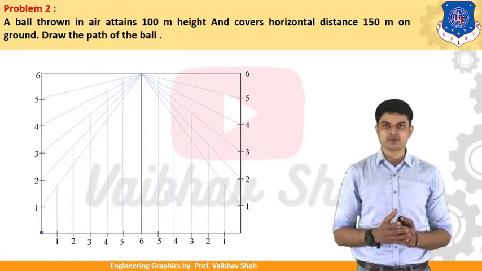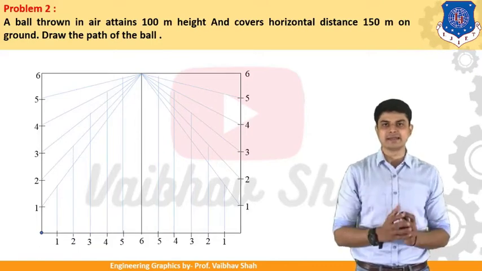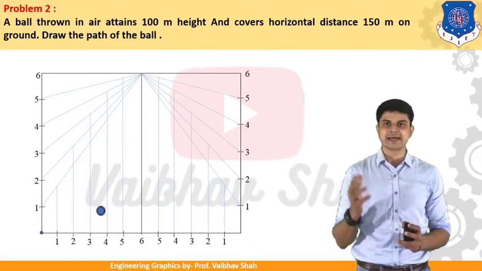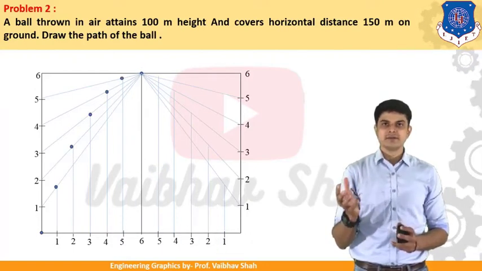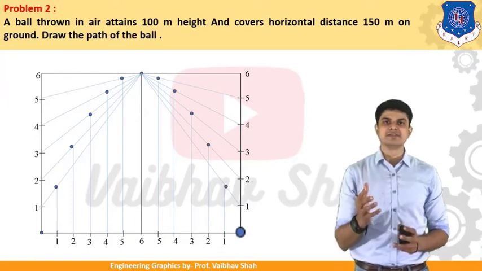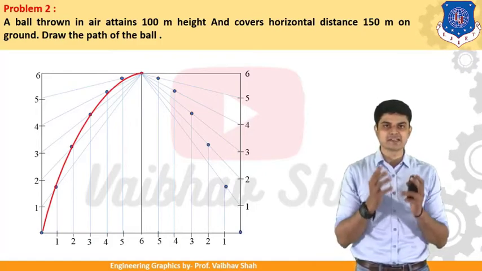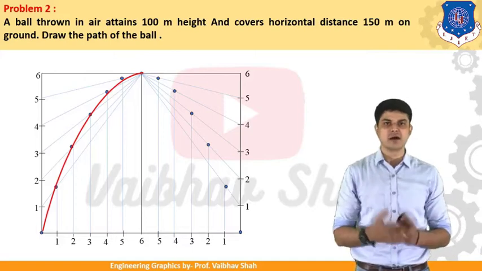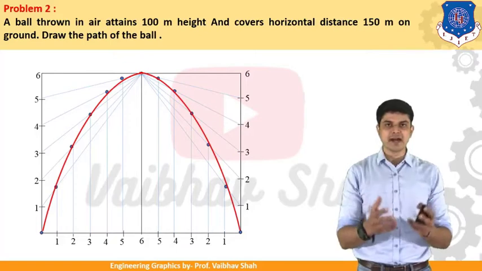Then we should identify the intersection points of the inclined lines and the vertical lines. Let us highlight each intersection point by a dark point like this, so we define each and every point in order to easily trace the curve. After getting these points, you should join them by a smooth line. You can use freehand drawing or a French curve. So let us join these points. This is nothing but the required parabola.